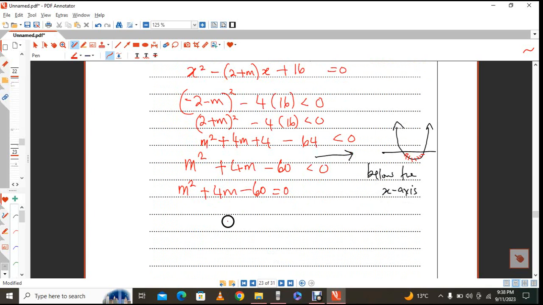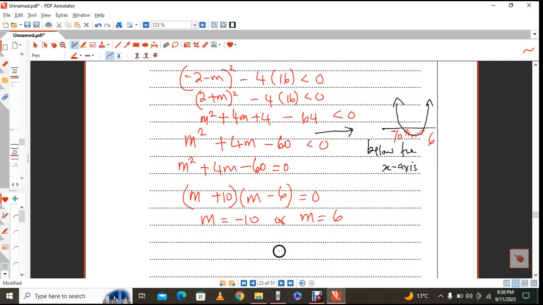All right, so this is then m plus 10 if you were to factorize, and m minus 6, of course that equals 0. So m equals negative 10, or m is equal to 6. So that is 6 over there, and that is negative 10 over there. So my solution, therefore, because it's below the x-axis, will be m is less than 6, and m is greater than negative 10. And this is the solution that we are looking for.